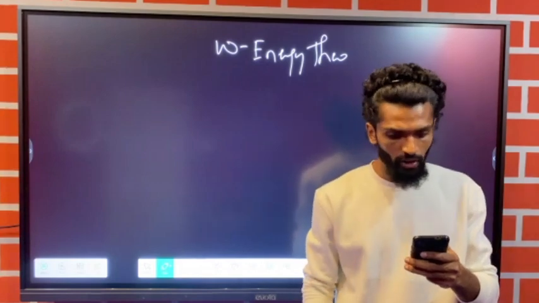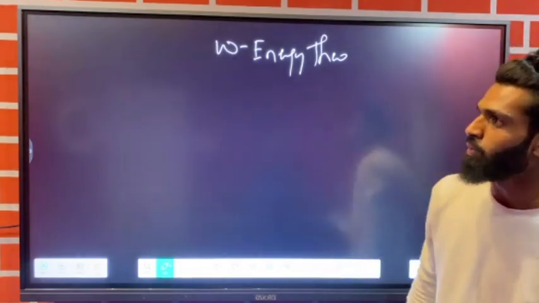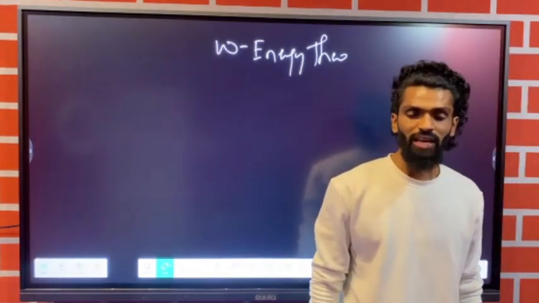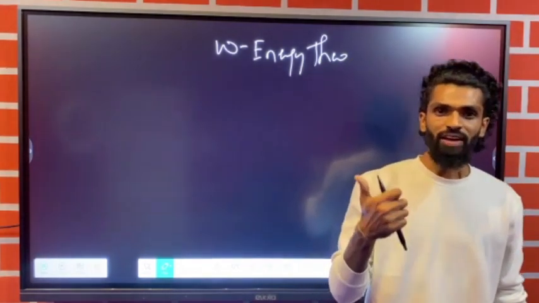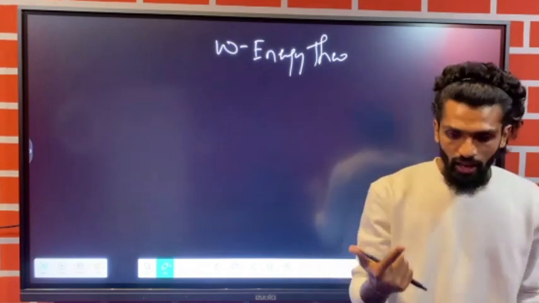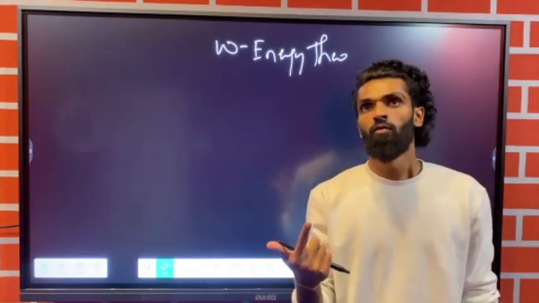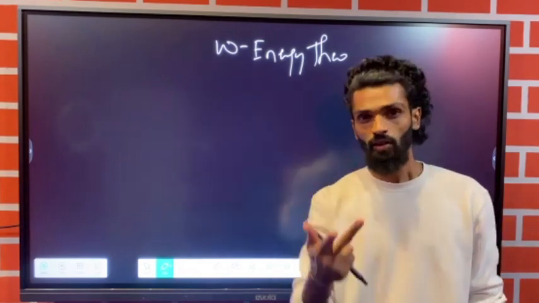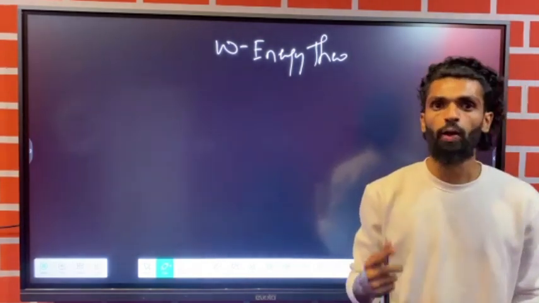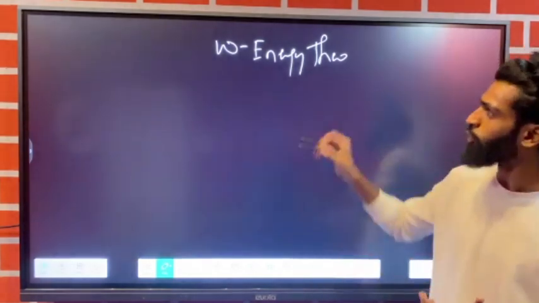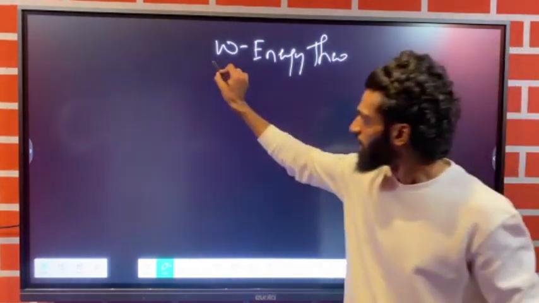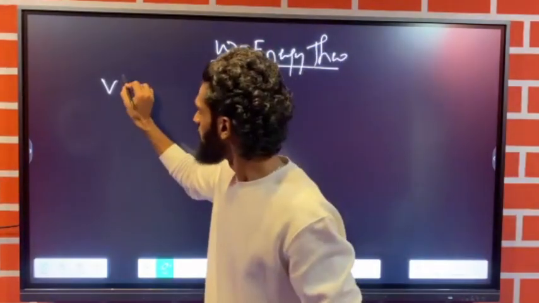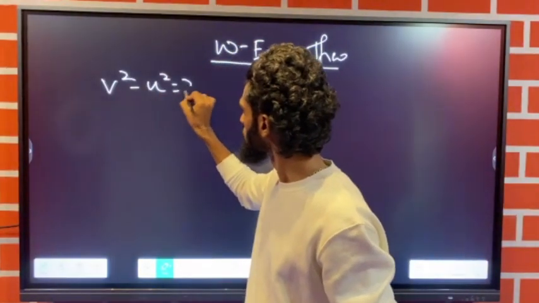And how do we start off? Very simple. I want you guys to remember one thing. When we learned about equations of motion, we came across 3 equations. One is V is equal to U plus AT. The second one is S is equal to UT plus half AT square, not important. The third one is V square minus U square is equal to 2AS. What we require for deriving or understanding this concept is always the third equation. So start off the concept by writing V square minus U square is equal to 2AS.